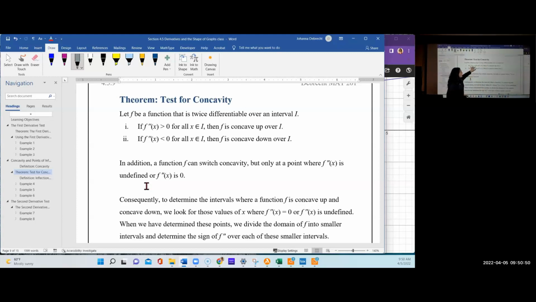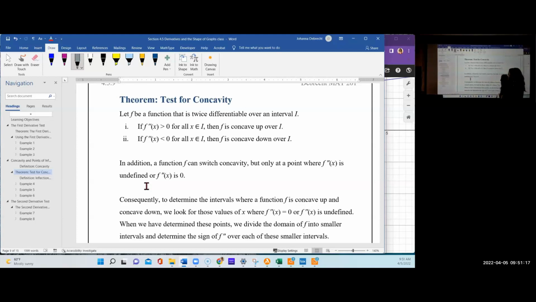And if the second derivative is positive, it is concave up. And if the second derivative is negative, then it is concave down. This is the same as saying that the first derivative is increasing or the first derivative is decreasing over that interval. Now, it can switch concavity, but when it switches concavity, this has to occur at a critical point.